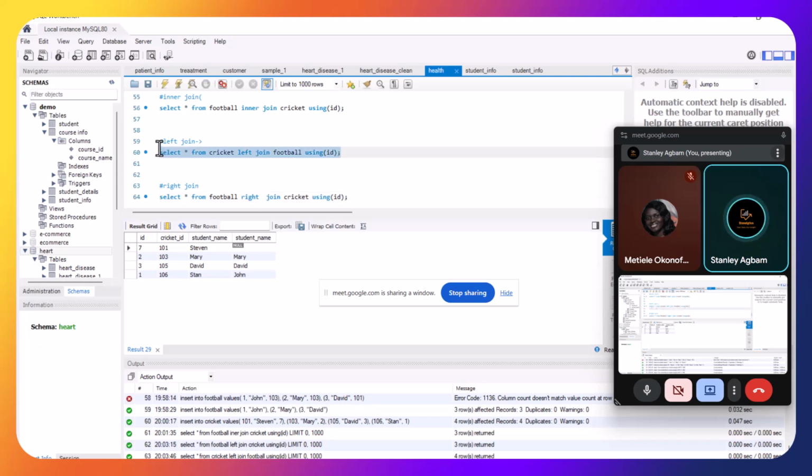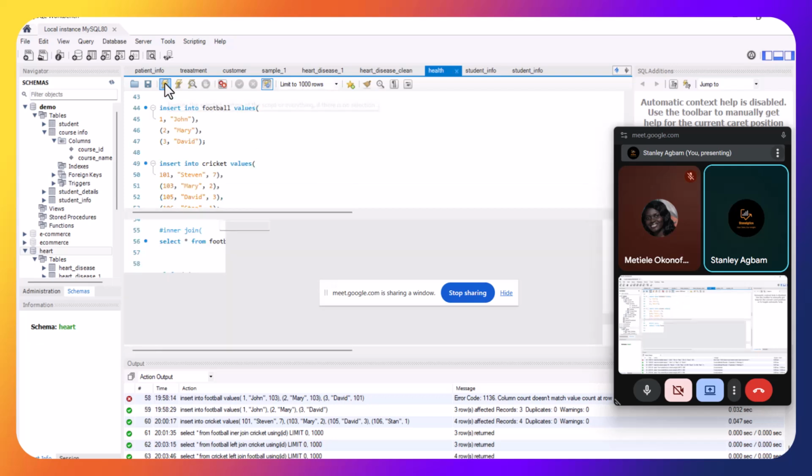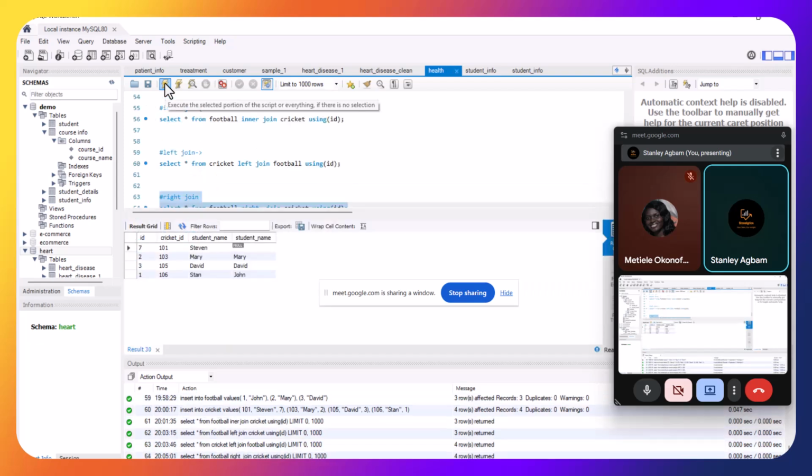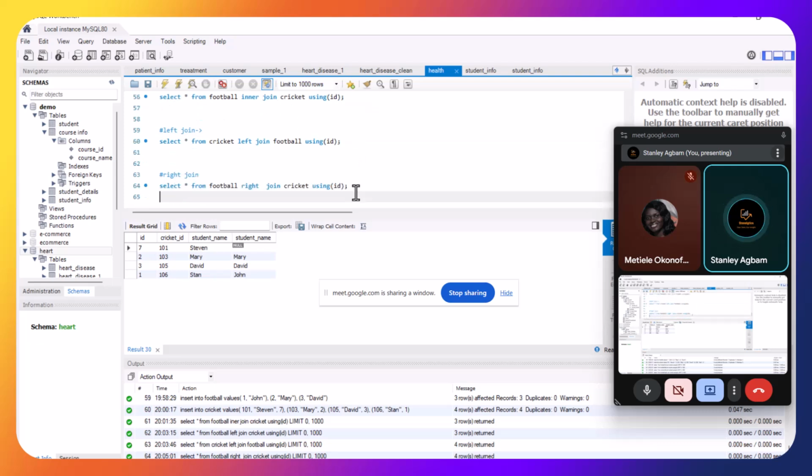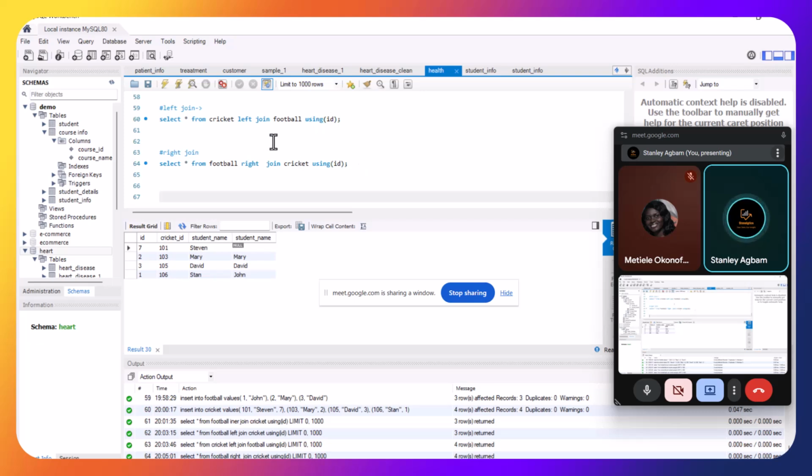Yeah, exactly, we got the same value. So I don't really see any need to use both of them. You can use one in place of the other. You can try to use left join instead of right join, or right join instead of left join. But the full concept of inner join, left join, and right join has been explained.